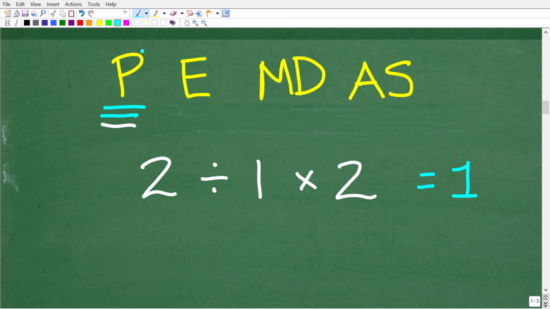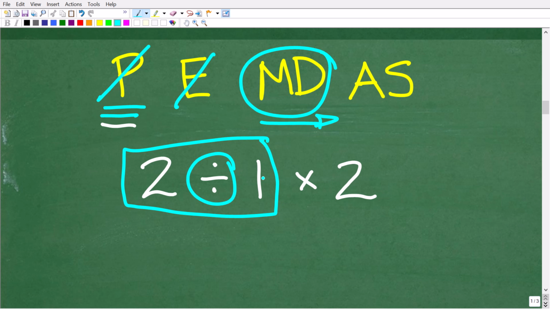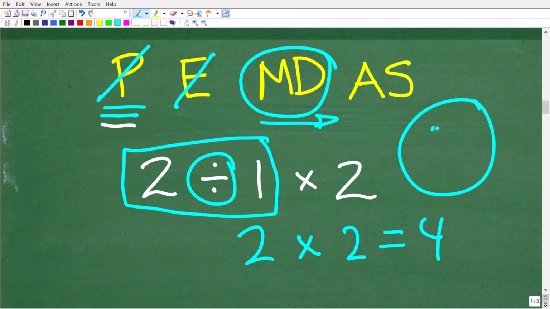So do we have any parentheses? No. Do we have any powers or exponents? The answer again is no. Do we have multiplication and division? Indeed we do. Okay, so we have division, then multiplication. What do we see first from left to right? We see division. So that means we have to start right here. So 2 divided by 1, of course, is 2. So our last step is 2 times 2, which is 4. Okay, so if you got that right, that is fantastic. You definitely get a nice little happy face and an A+. So let's take a look at a few other examples just to make sure you understand PEMDAS.